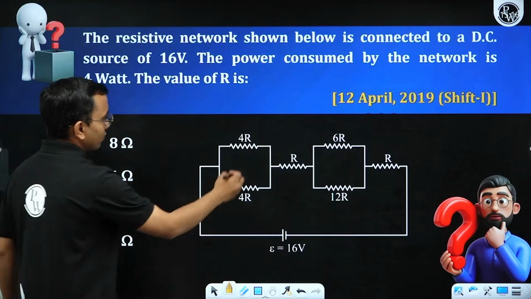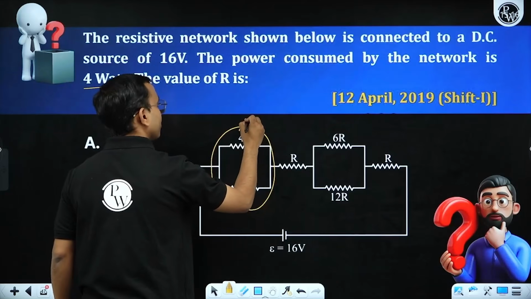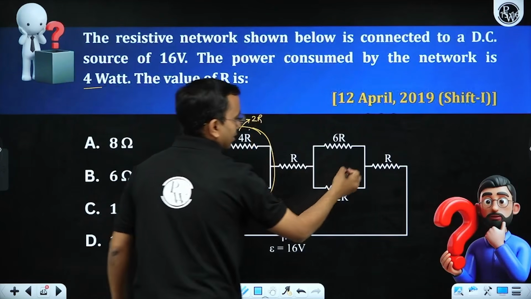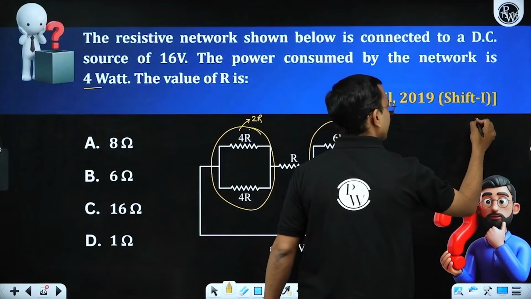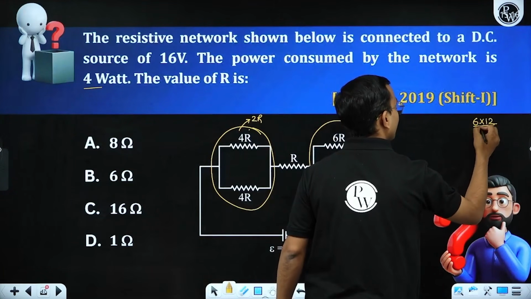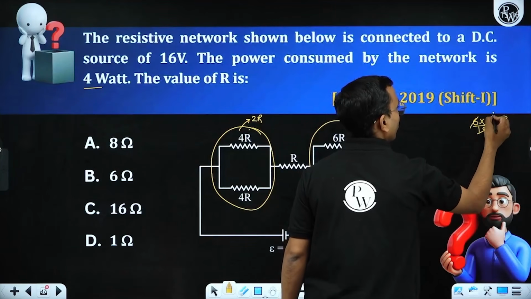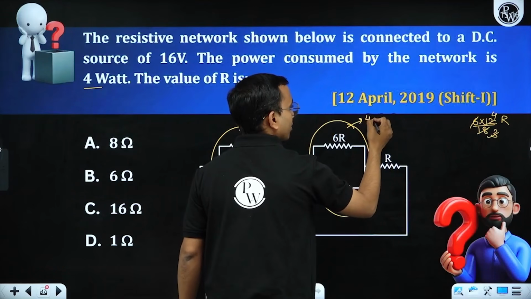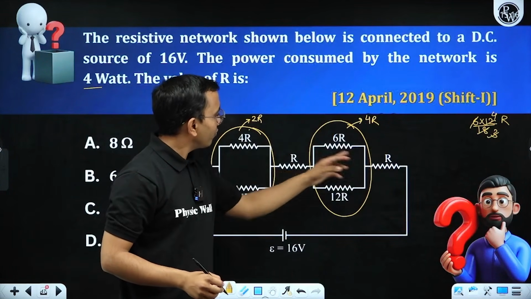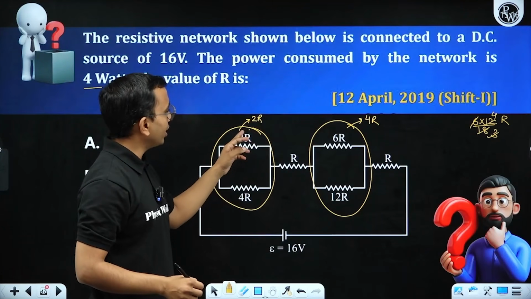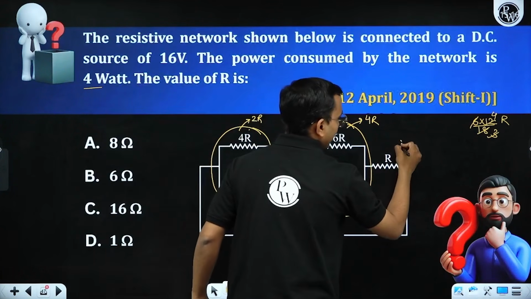So this 4R and 4R in parallel, the equivalent of this is 2R. 6R and 12R in parallel, the equivalent of this would be 6 into 12 divided by 6 plus 12, which is 4R. The total resistance will become 4 plus 1, 5, 6 plus 2, 8. So the total R equivalent is 8R basically.